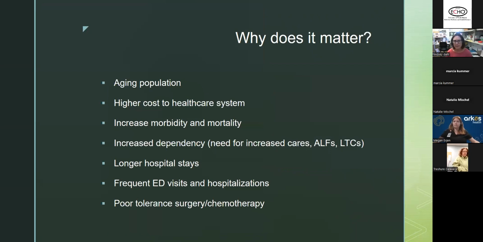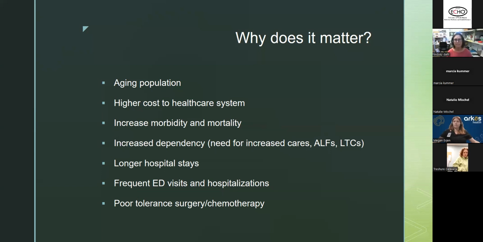Why does it matter? Because we have an aging population, because they cost more to the healthcare system. A frail person costs much more. They're more likely to die and have poor outcomes from surgeries and hospitalizations. They're people who need increased care: home health at discharge, assisted living, long-term care facilities. They're going to be in the hospital longer. They're utilizing a lot of walk-in clinic and ED visits.